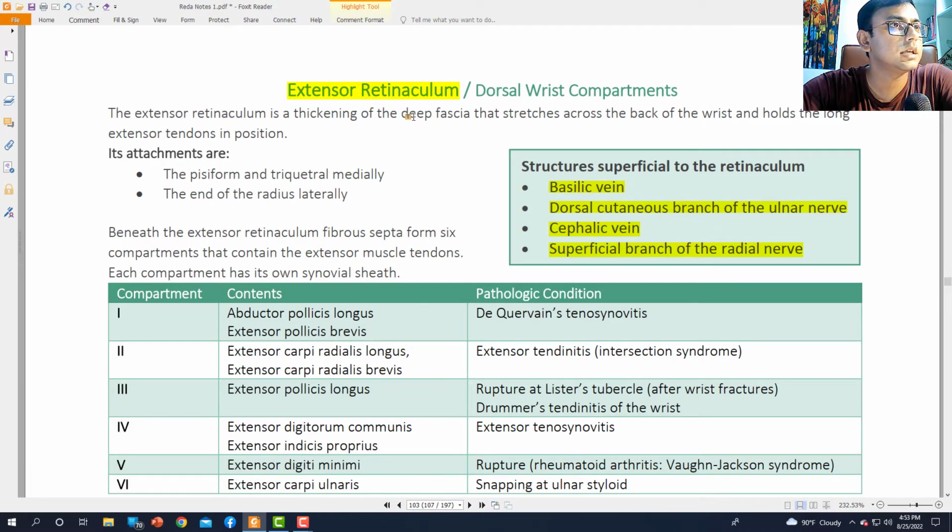The extensor retinaculum is a thickening of deep fascia that stretches across the back of the wrist and holds the long extensor tendons in position. The extensor retinaculum is attached medially to the pisiform and triquetrum. So there are two bones, the pisiform and the triquetrum, attached medially, and laterally it is attached to the radius bone.